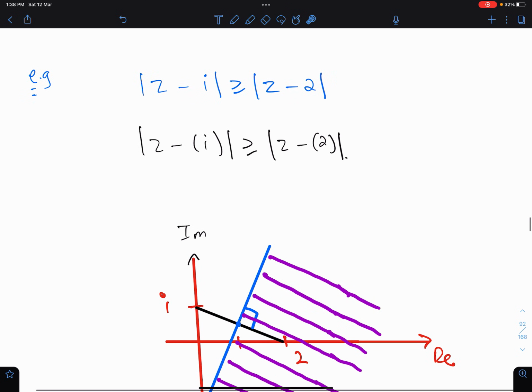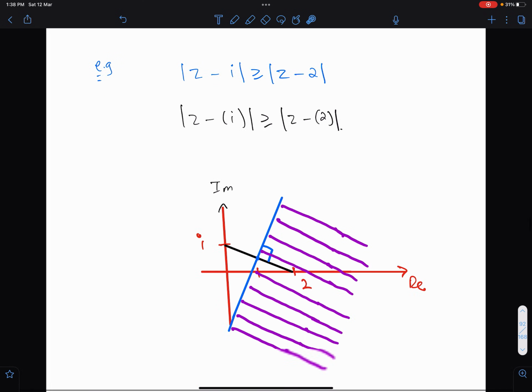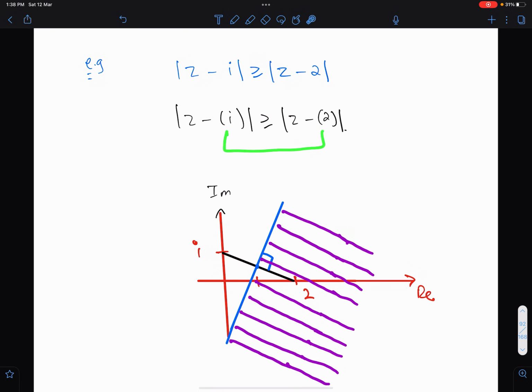Another example. |z minus i| is greater than or equal to |z minus 2|. So first you have to draw the bisector of these two complex numbers i and 2. This is i and this is 2. Therefore this is the bisector of these two complex numbers. Now you have to shade this side of the perpendicular bisector, because this inequality is pointed towards 2. So z is anywhere on this bisector or in this region.